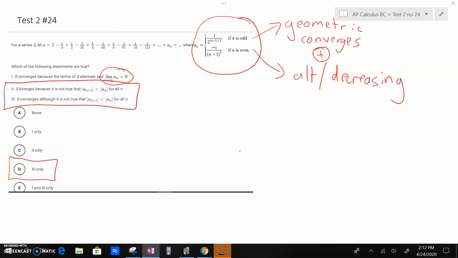But that's the thought process: number 1, eliminating that first one. Number 2, acknowledging that, yes, this second one is true, that we have this relationship where it's not strictly decreasing. However, if we look at each individual component expression, they both converge, and therefore the overall thing converges. That makes number 3 our choice. And that's it for the exam questions.